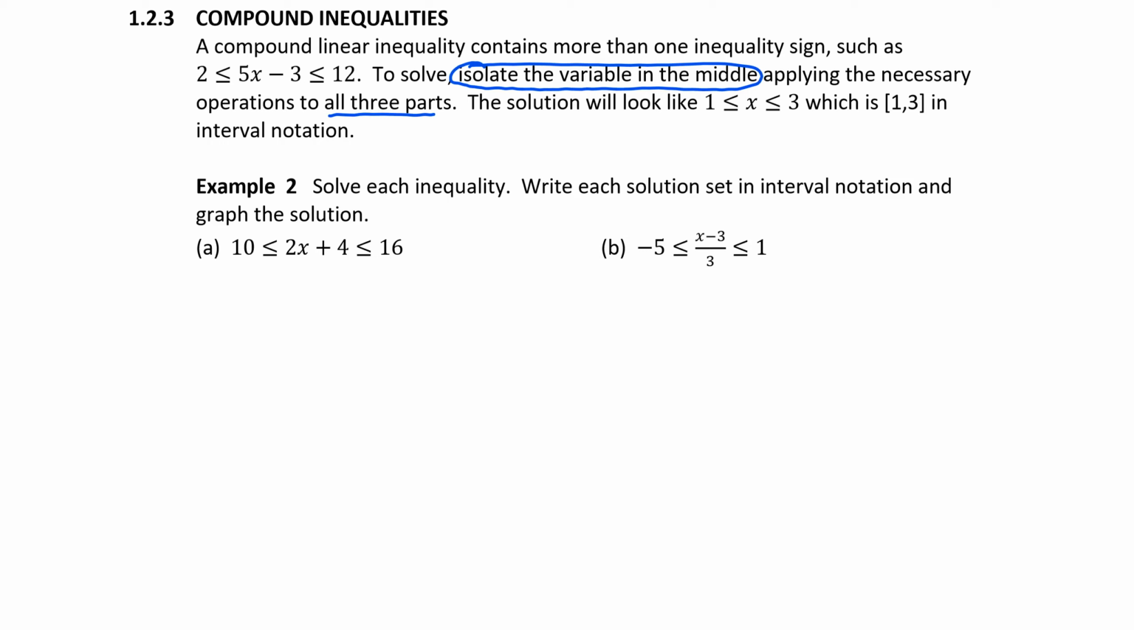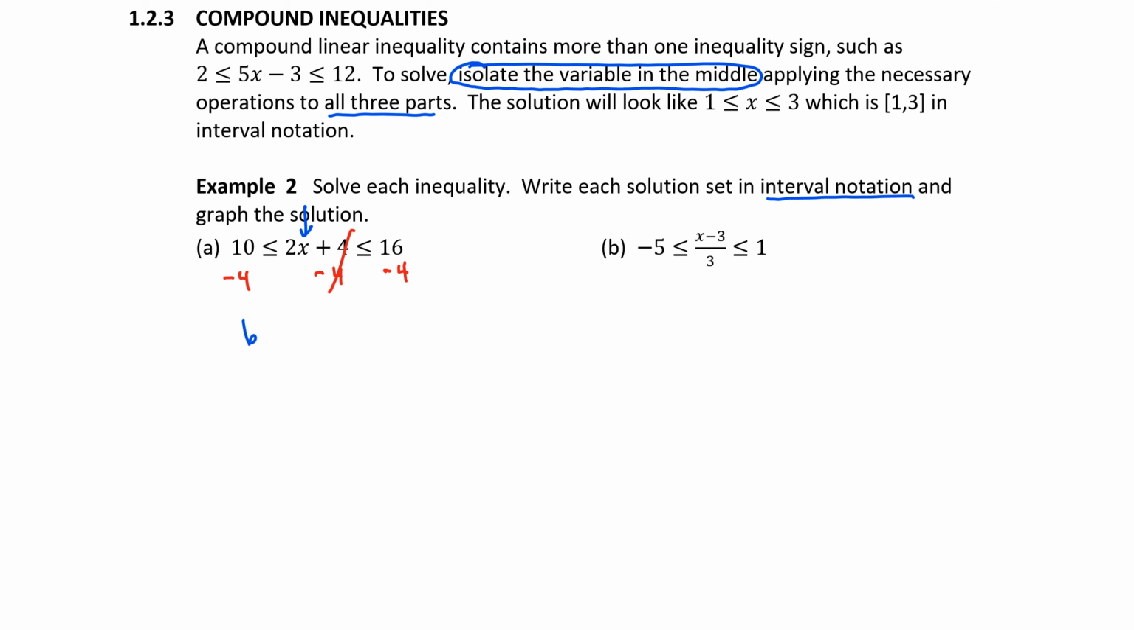Example 2, solve each inequality, write each solution in interval notation, and graph the solution. Example A, 10 is less than or equal to 2x plus 4, less than or equal to 16. So our goal is to isolate x here in the middle. To isolate x, the first thing that I would want to do is subtract 4. So I'm not only going to subtract 4 from the middle, but I'm going to subtract 4 from the other two parts as well.